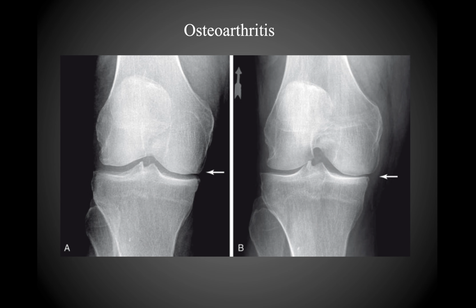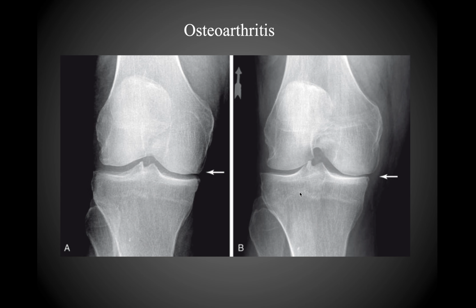So looking at the images here, the image on the left shows a normal knee. So note the typical space in between the tibia and the femur in the knee joint. It should be a uniform, nice gap there, or space, joint space.